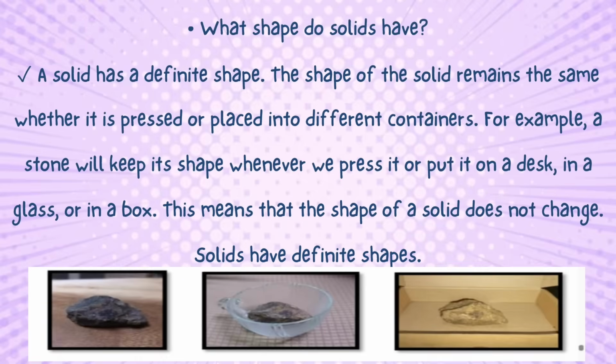So what shape do solids have? A solid has a definite shape. The shape of the solid remains the same whether it is pressed or placed into different containers. For example, a stone will keep its shape whenever we press it or put it on a desk, in a glass, or in a box. Meaning to say, this means that the shape of the solid does not change and solids have definite shapes.